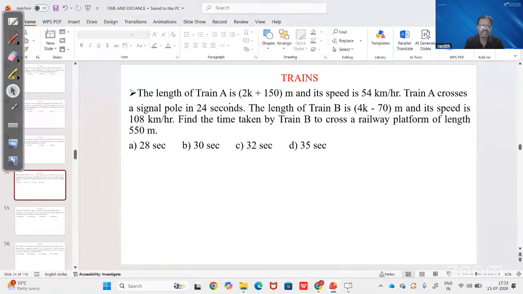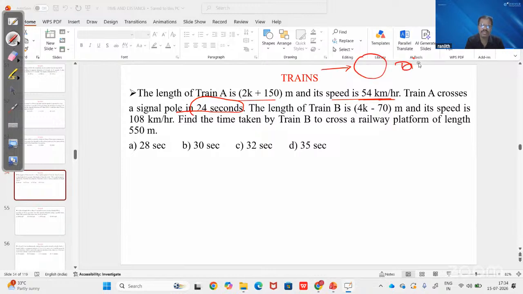The length of train A is 2K plus 150 meters and its speed is 54 kilometers per hour. Train A crosses a signal pole in 24 seconds. A pole does not have any length. So when a train crosses a pole or a man, the distance traveled by the train equals its own length. So distance equals speed into time. We don't know the distance, that will be equal to the length of the train. Sorry, the length of the train is 2K plus 150.